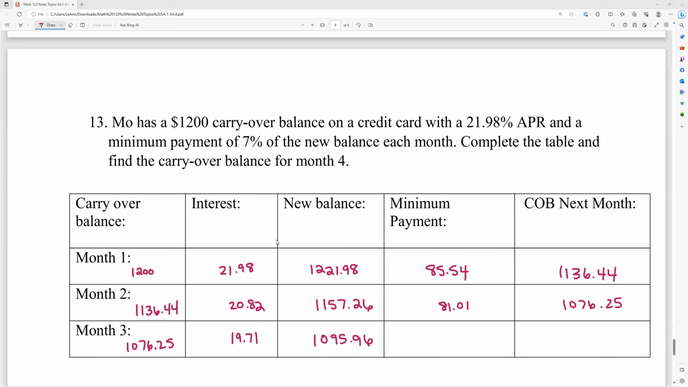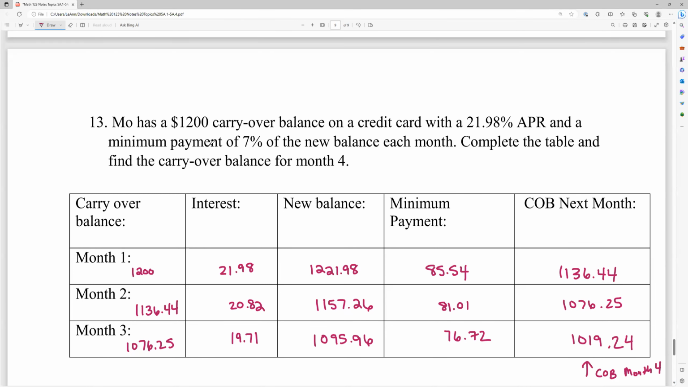The minimum monthly payment is 7% of that. That'd be $76.72. We need to do one final subtraction of the balance minus the payment to figure out our carryover balance for month 4. 1,019.24. So this would be the carryover balance for month 4.